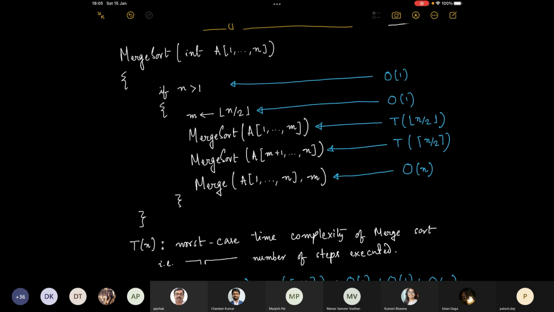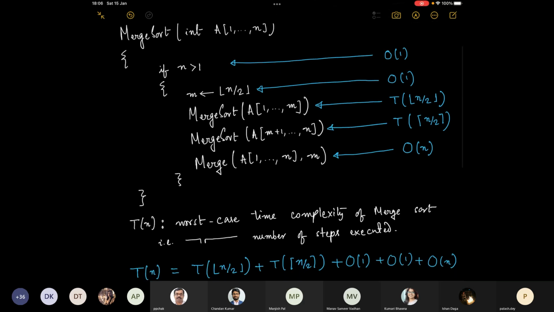Then from our definition, if T(n) is the worst case time complexity of merge sort for sorting n elements, then the first recursive call to merge sort takes T of floor of n by 2, and the second recursive call to merge sort takes T of ceiling of n by 2. And then this merge subroutine can be executed in order n time. There are many algorithms, and all of them have their own beauty.